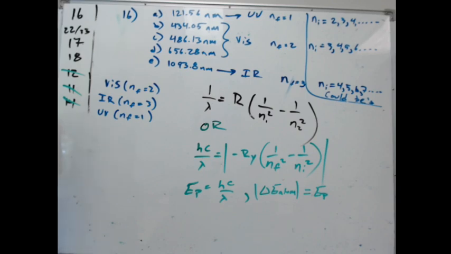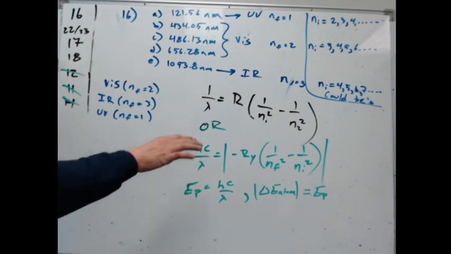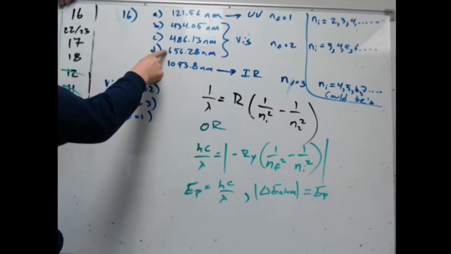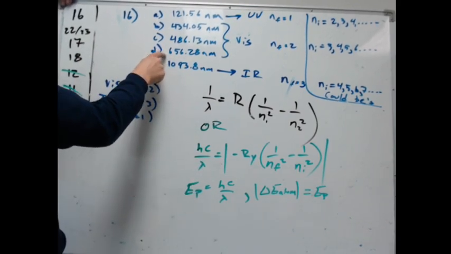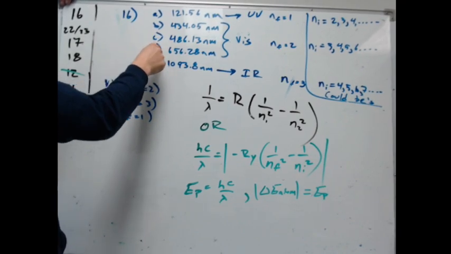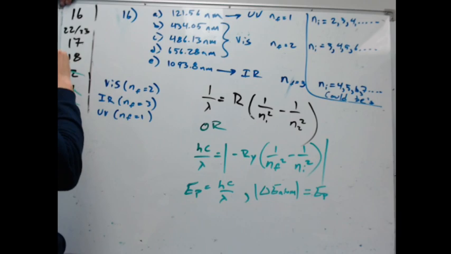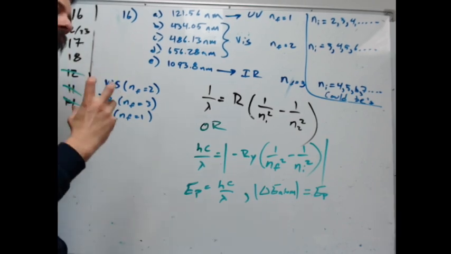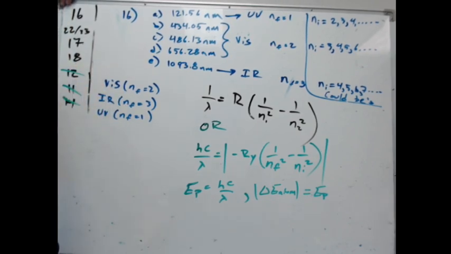But we can already set up those conceptual expectations. At the very least, I know that this has to have an n initial that is smaller than this n initial, because the wavelength is much longer, so the energy transition is much smaller. I can already get some conceptual information about this.